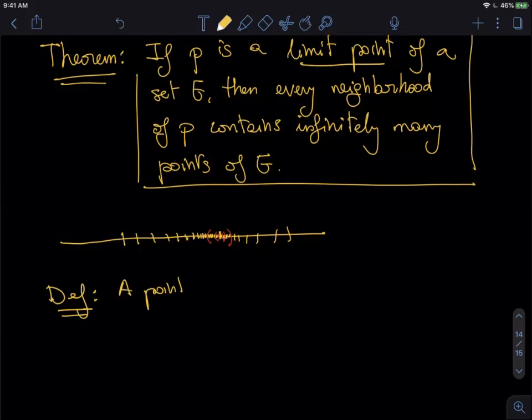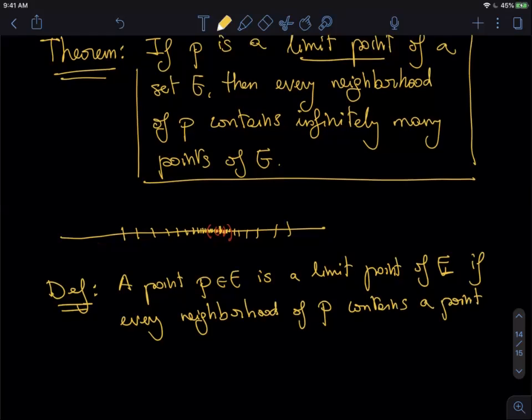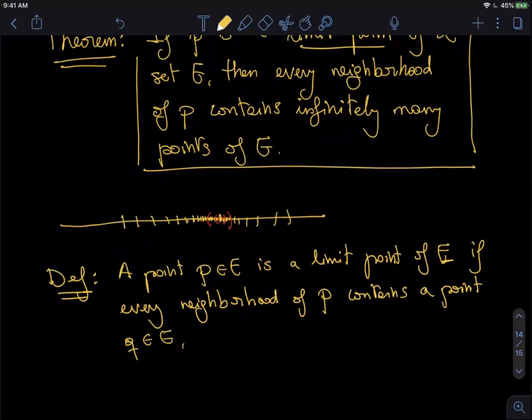So a point P in E is a limit point of E if every neighborhood of P, let's keep it like that, contains a point Q in E that is not P.